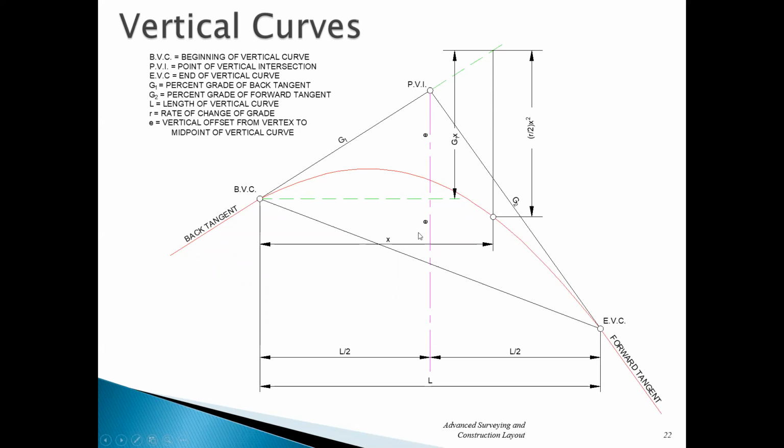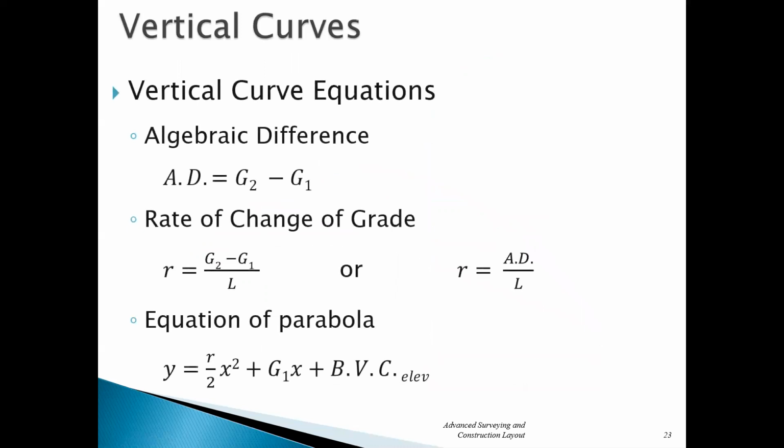So parabolas are always symmetric. This number and this number will always be the same for all parabolas. So basically that's your middle ordinate and your external when we were talking about that on circular arcs. That's kind of what that works as. All right, so there's a couple of key equations we'll go through here. When you're calculating a vertical curve, you usually calculate what's called the algebraic difference, and this is grade 2 minus grade 1.